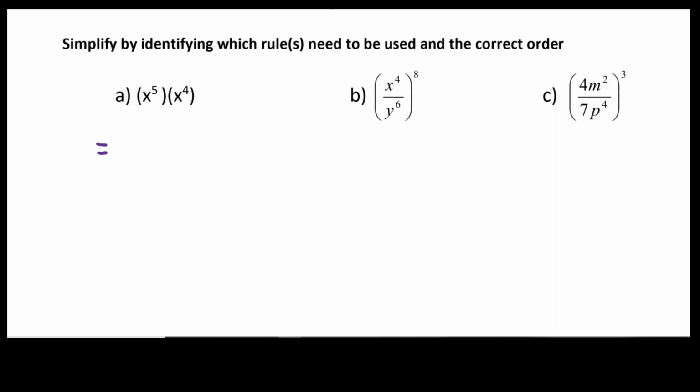So this one, straight up, is just that first rule. I've got x to the 5 times x to the 4. We're multiplying these 2 things. In order to multiply powers, you end up adding their exponents.